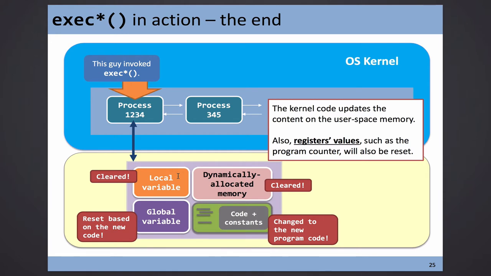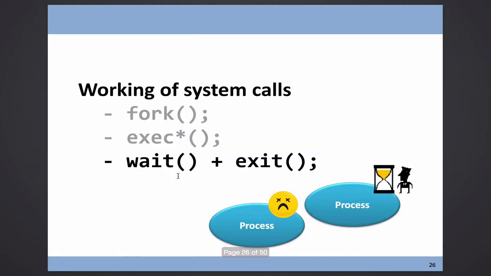Reset all memories, switch to the new code, which means load the new code, load its global variables, and kickstart the main function. That's all. Any problem? No? Then we come to a very important call, which is not important, I would say, is exit.